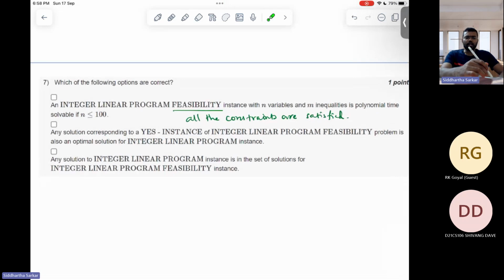So now they are asking the question: an ILP feasibility instance with n variables and m inequalities is polynomial time solvable if n is... So we know that if n and m are not bounded, then this is an NP complete problem. But if n is bounded by a constant, is it possible to give a polynomial time solution? That means it is possible to give some allocation to these n variables such that all the m inequalities are satisfied in polynomial time. So that is the question.